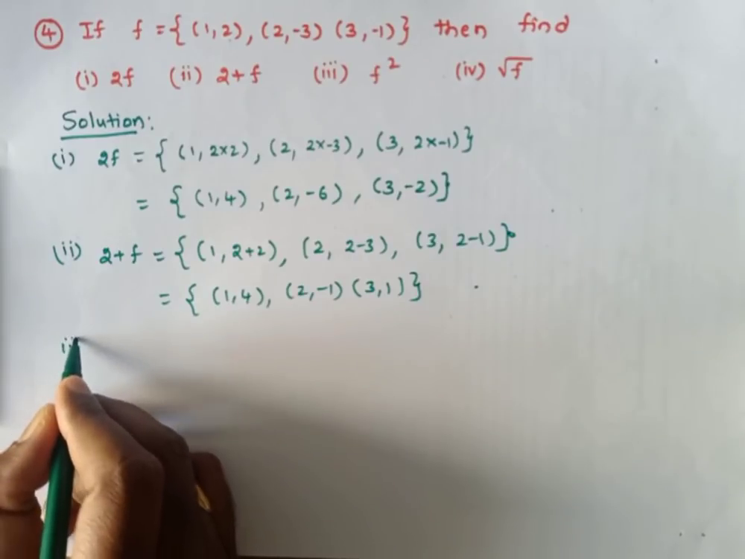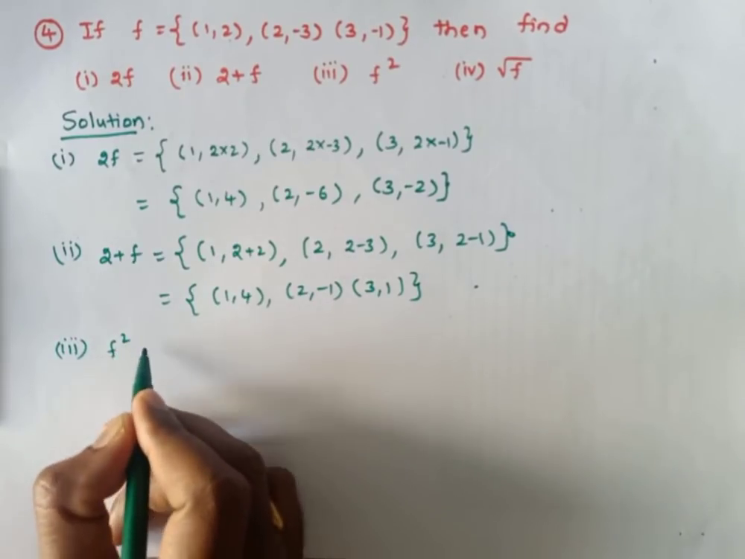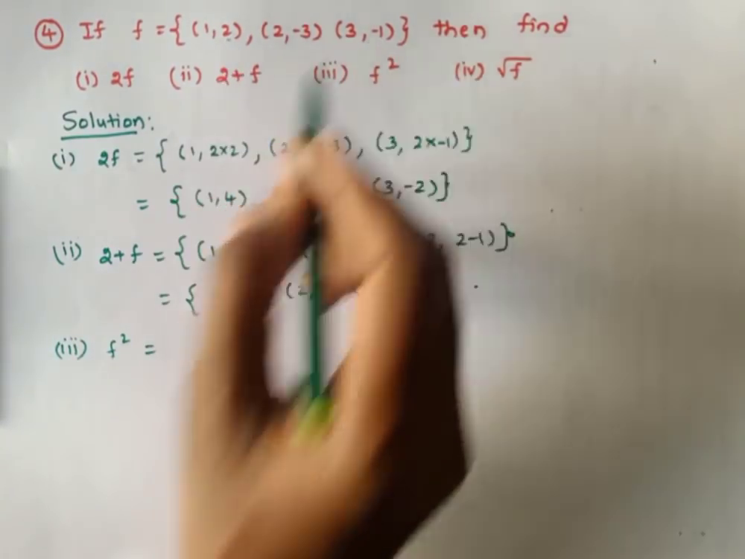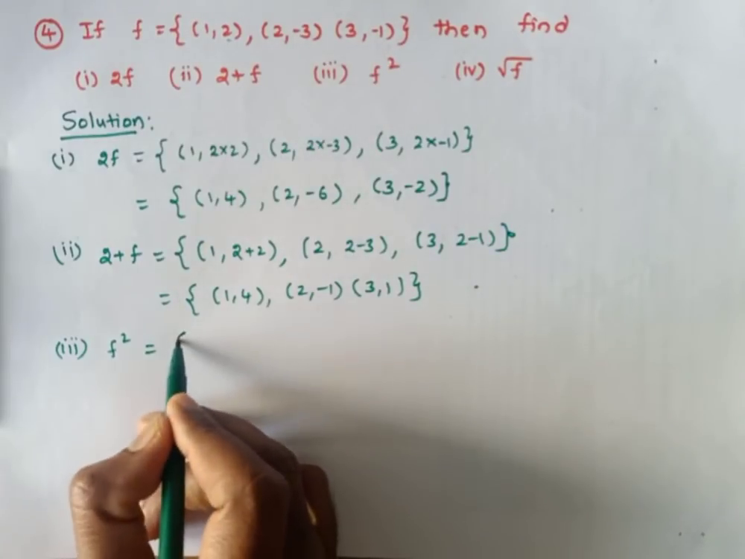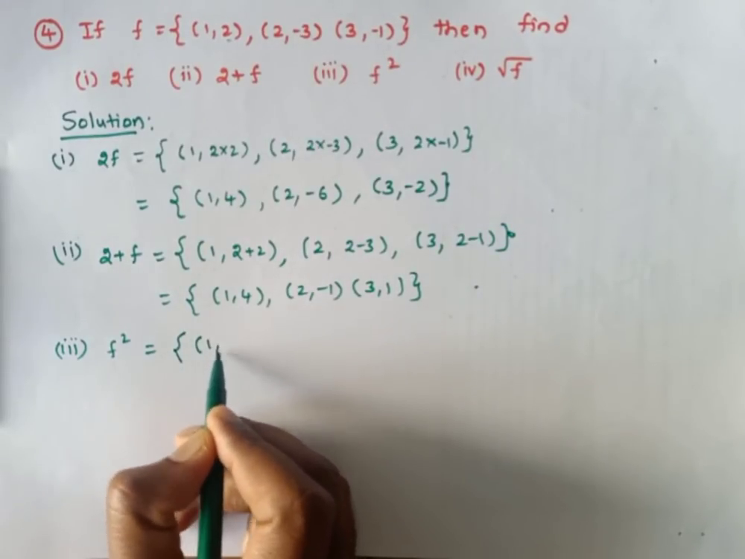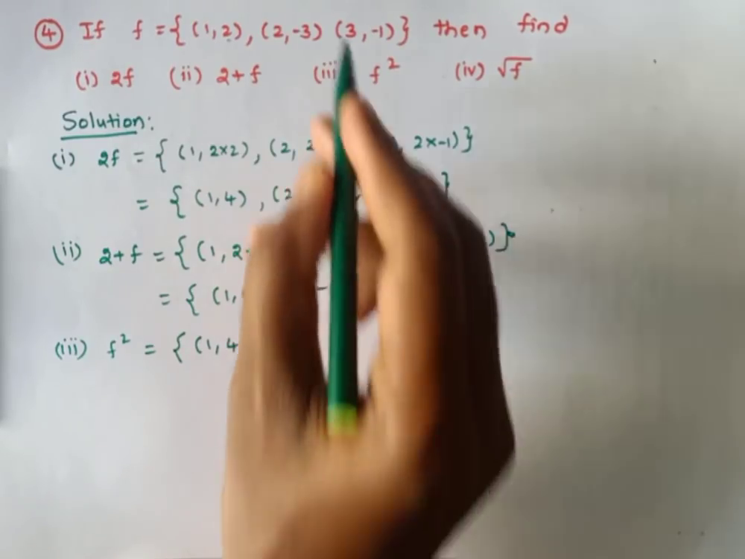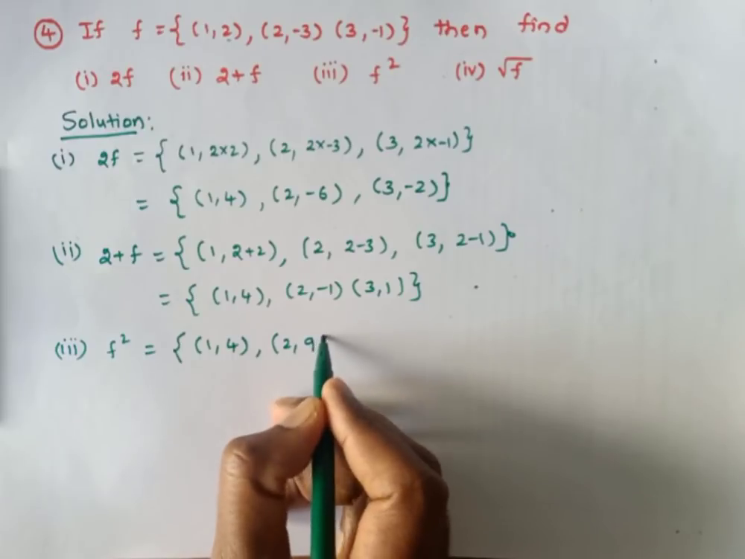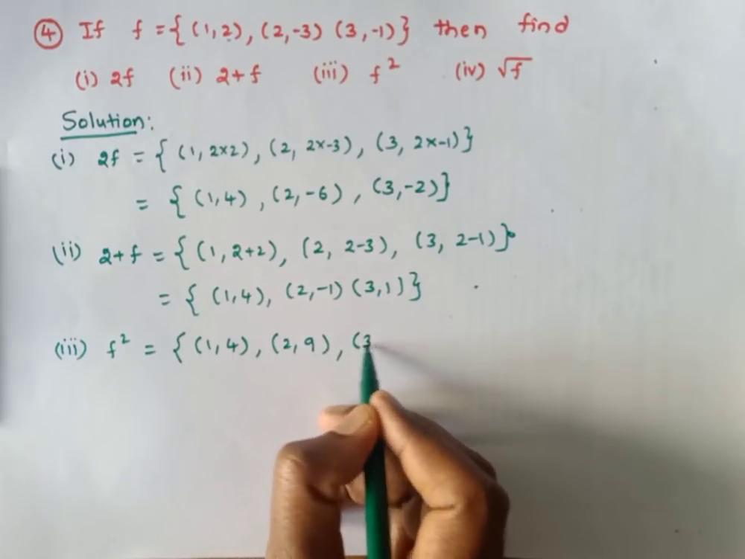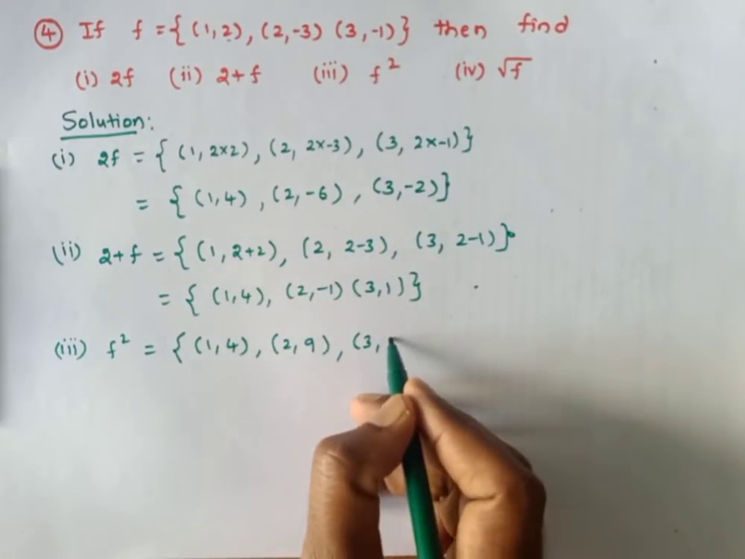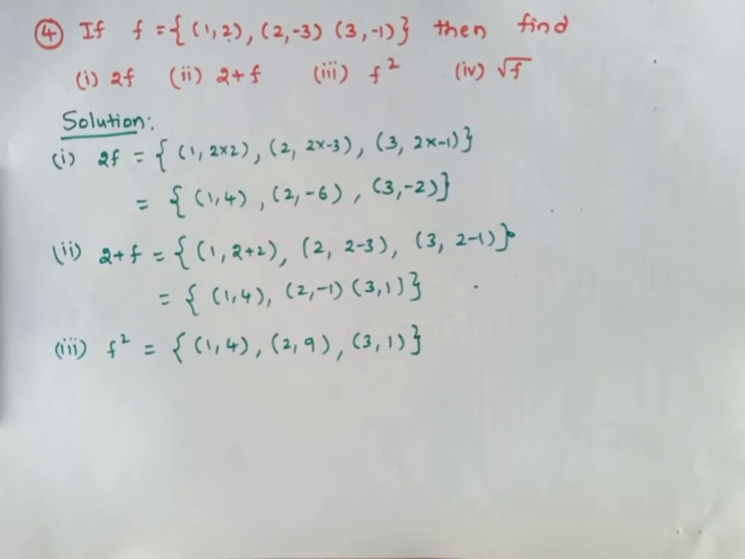And the third one, f square, means you need to square the output values. So that is 1 comma 2 square, which is 4. Next, 2 comma minus 3 square, minus 3 square is 9 only. Next 3 comma minus 1 square, minus 1 square is 1.